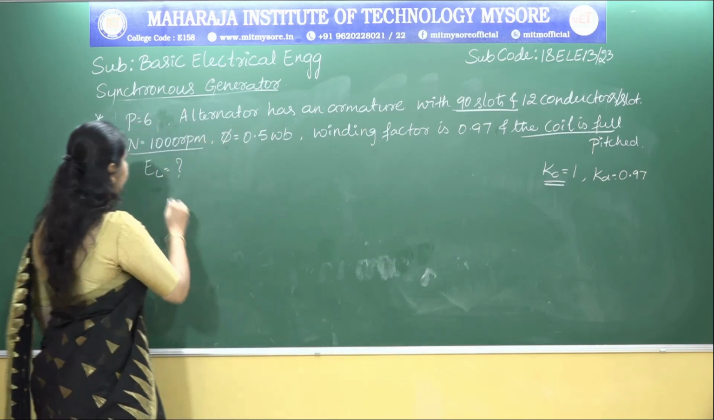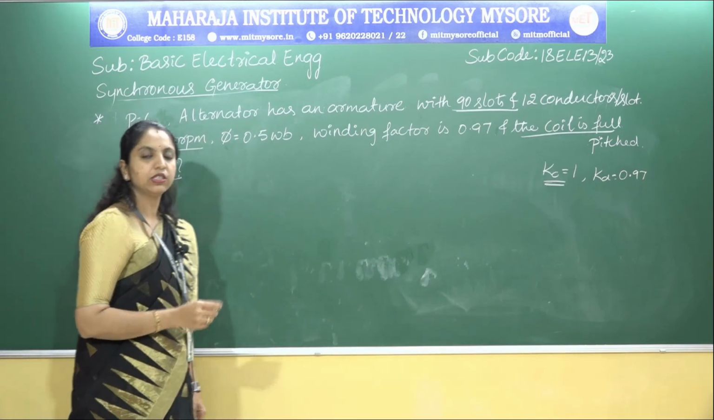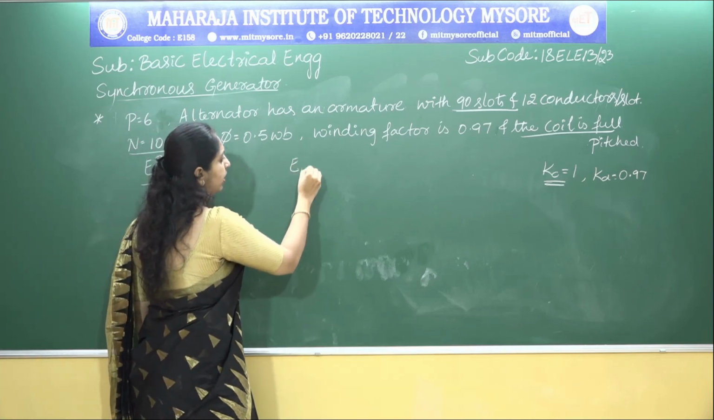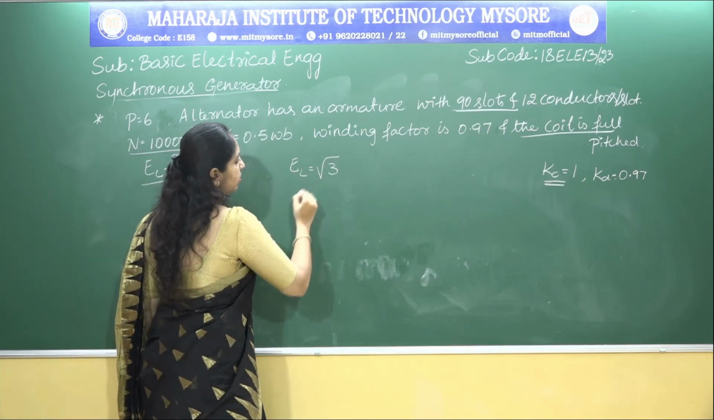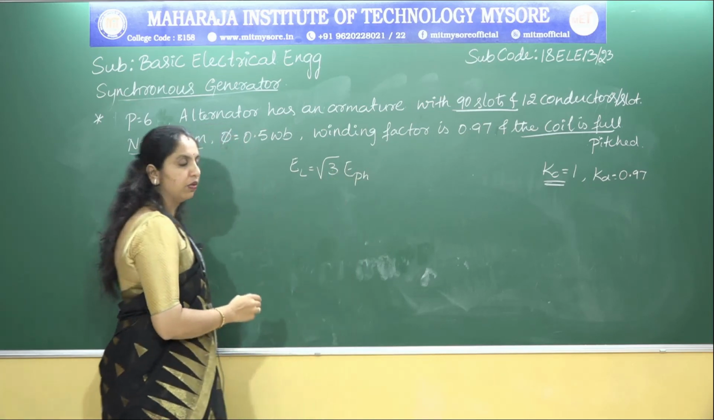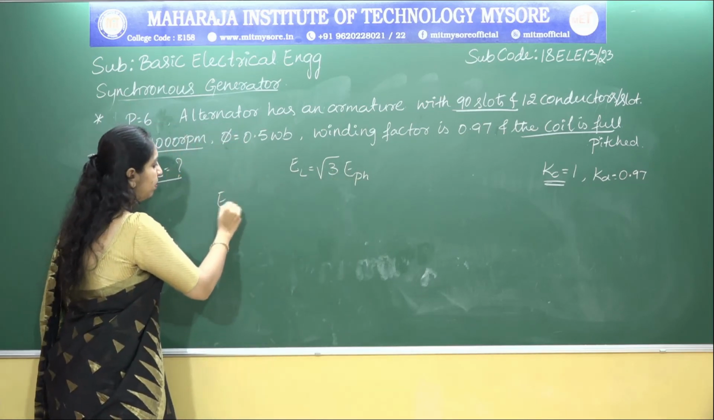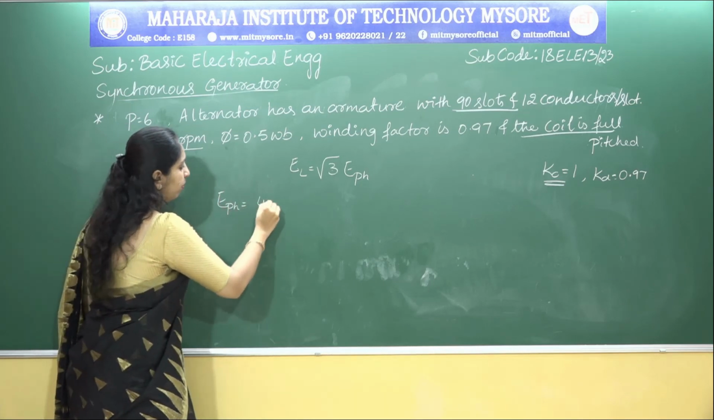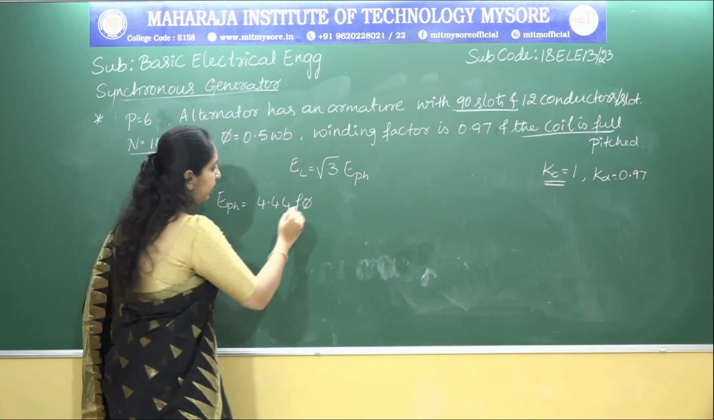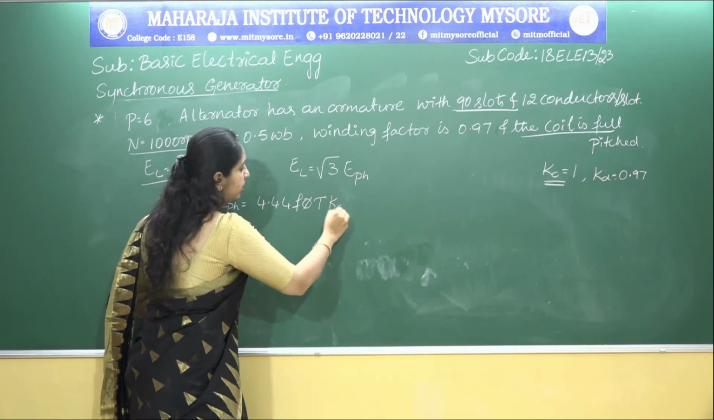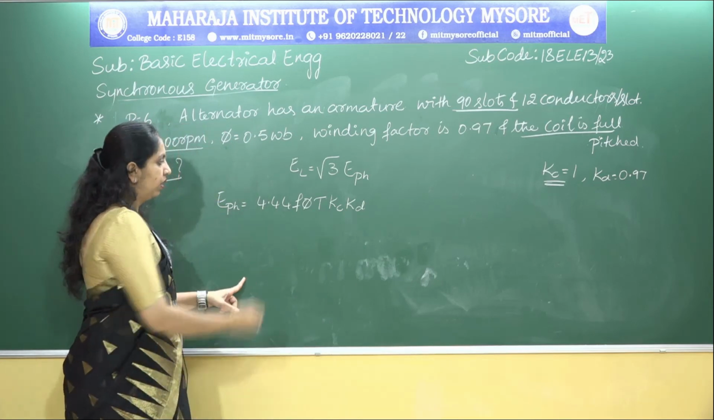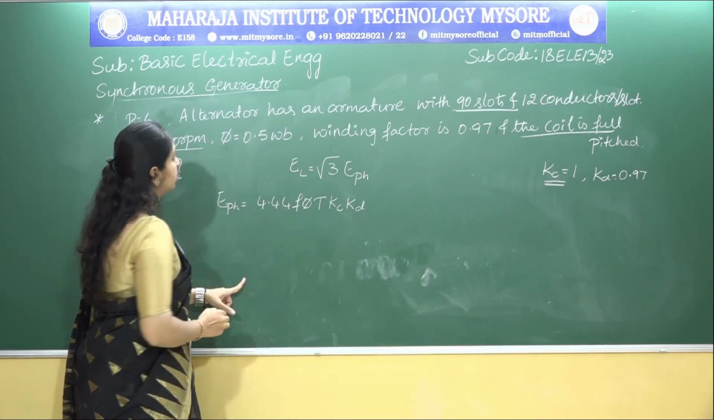So finally we need to find the value of EL, which is the line EMF. To find the value of EL, it is equal to root 3 into EPH. Fine. And what is EPH? You know that EPH is equal to 4.44 f phi T Kc into Kd. Okay, fine. Here we need all these values.